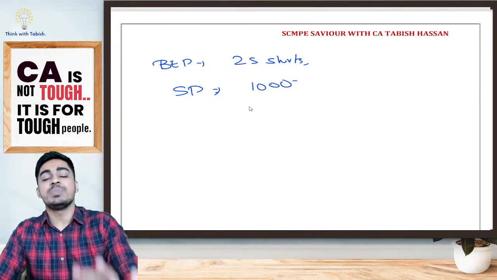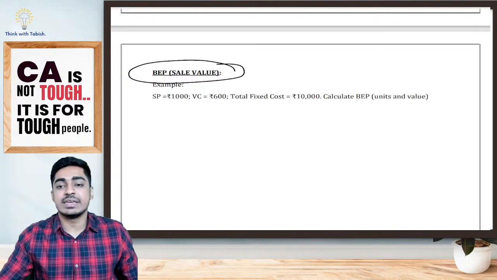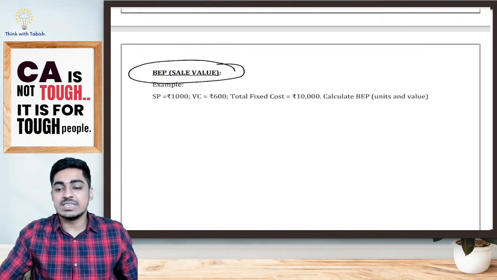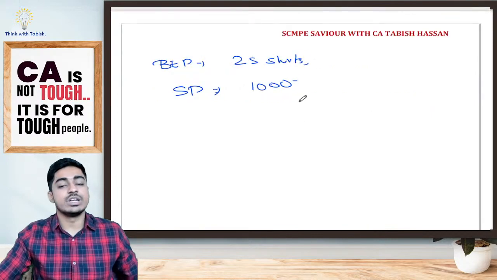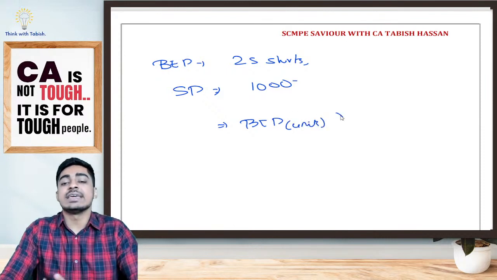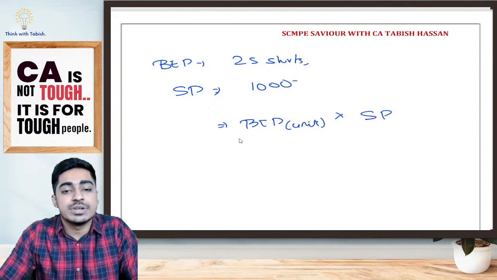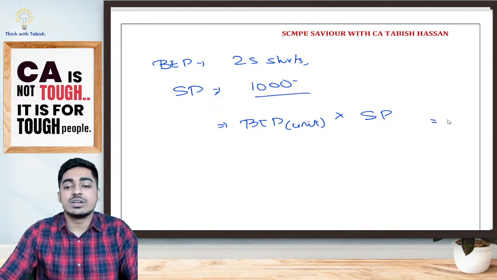So how much rupee sale should I make so that I can arrive at break even point? Tell me, students. Yes, 25,000. Yes or no? It is 25,000. So how do I get it? It is BP in terms of units, how many units I'm selling, and what is the selling price per unit. So it is 25 shirts into 1000 rupees per shirt, 25,000 rupees.